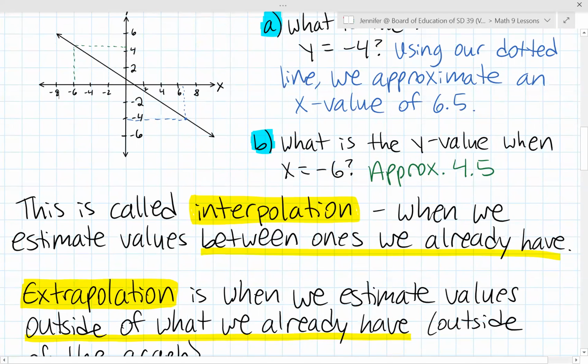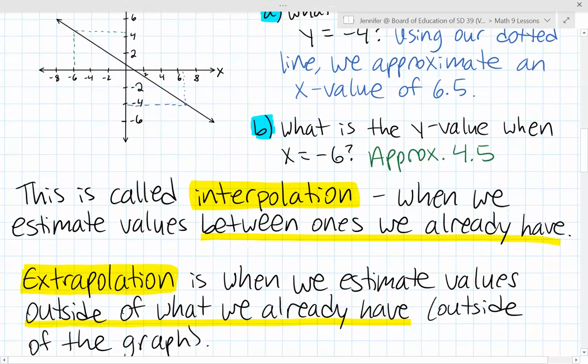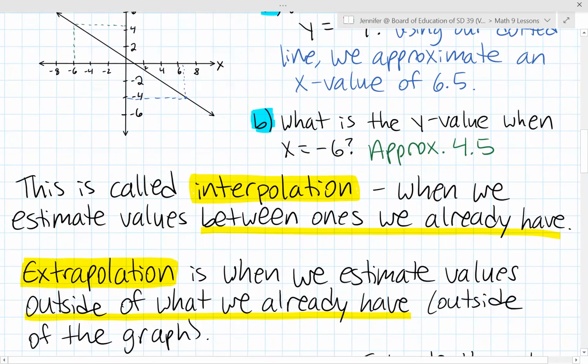There's something else called extrapolation. This is when we estimate values outside of what we already have, or outside of the graph that exists. So you can remember it by interpolation is estimating from what you already have, and extrapolation is estimating what we don't have. It's extra, outside of the graph that we can already see.